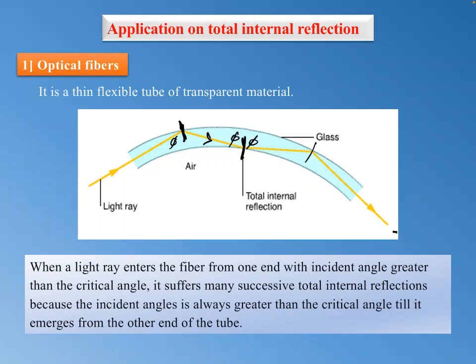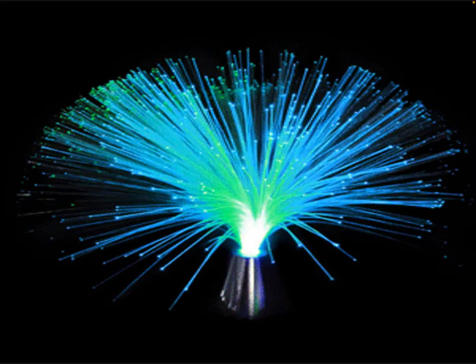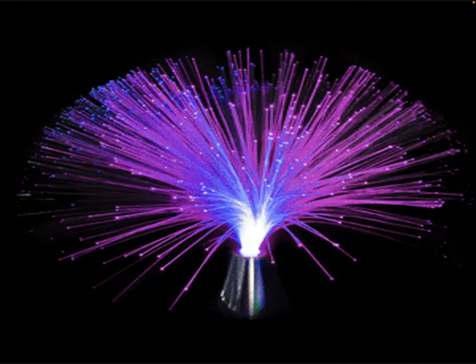Okay, when a light ray enters the fiber from one end with an incident angle greater than the critical angle, it suffers many successive total internal reflections, because the incident angle is always greater than the critical angle, until it emerges from the other end of the tube. Look at the optical fiber. This is the optical fiber.